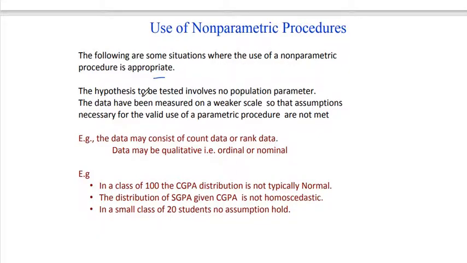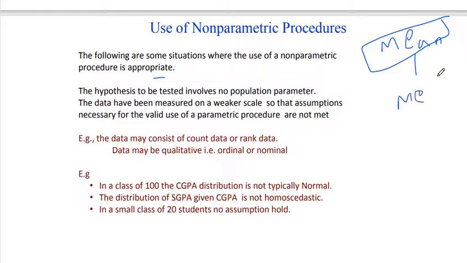The hypothesis to be tested involves no population parameter. The data have been measured on a weak scale, so that the assumptions necessary for a valid use of parametric procedures are not met. For example, take the mean. Mean is a location parameter, mostly used in parametric inference. In place of the mean, we use the median in non-parametric.